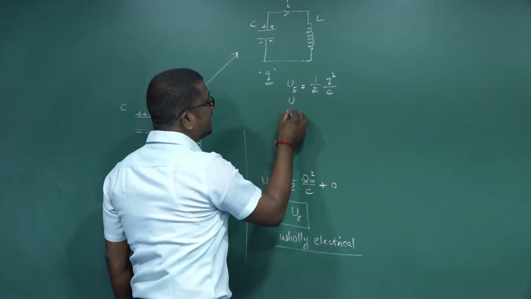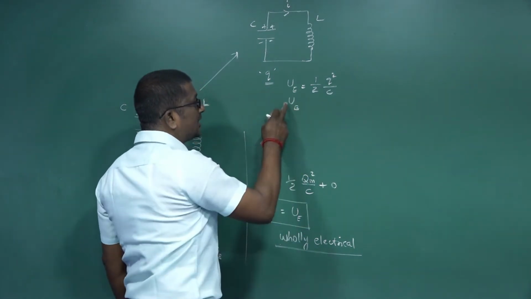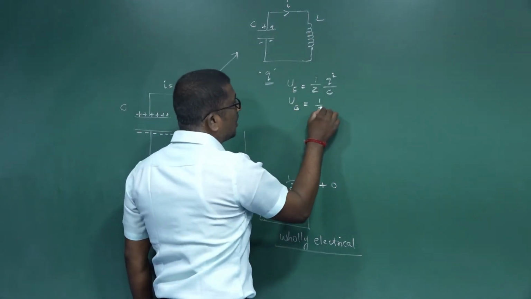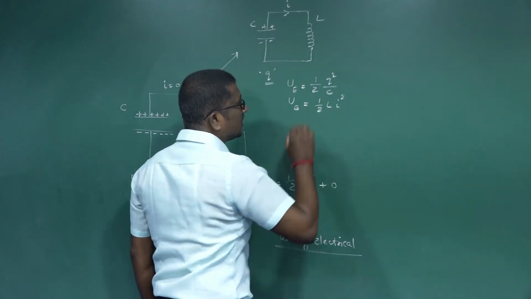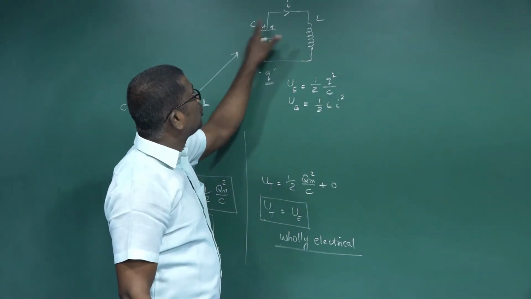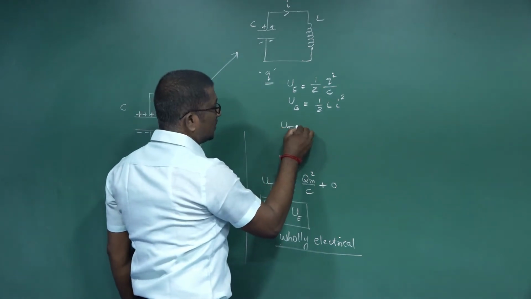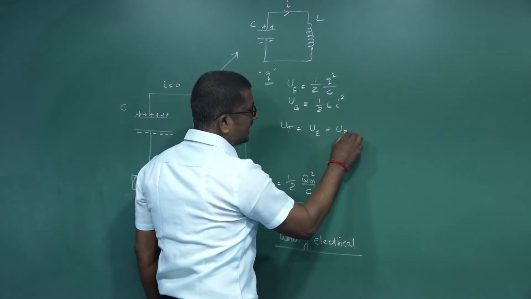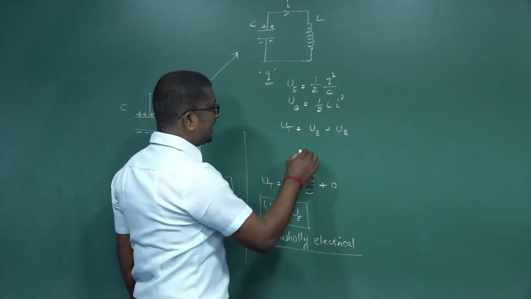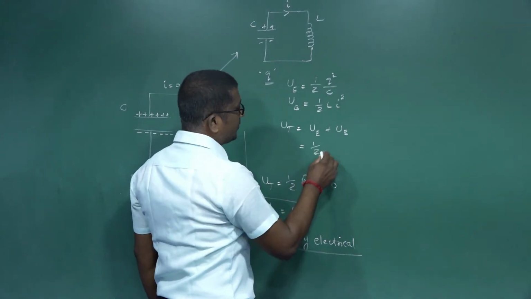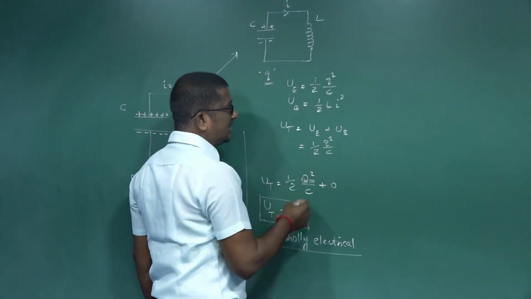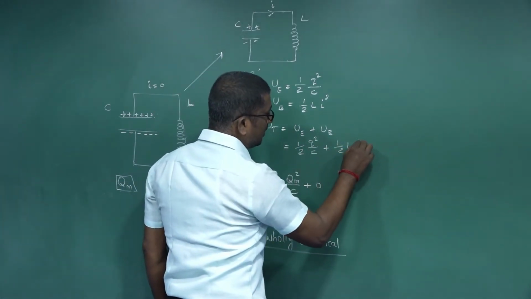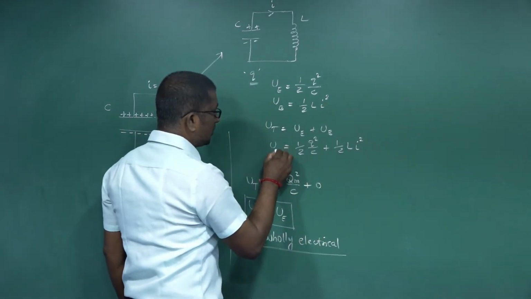The energy in the inductor is called magnetic energy. The magnetic energy in the inductor at that instant is U_B equal to half L I squared. Right? Now the total energy of the system is the sum of electrical energy and magnetic energy. Electrical energy is Q squared divided by C, and the magnetic energy is half L I squared. So this is the total energy.